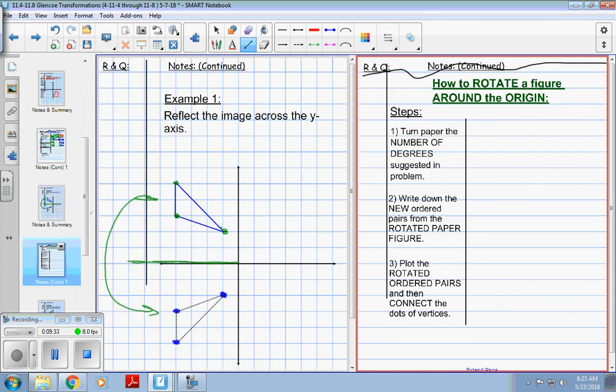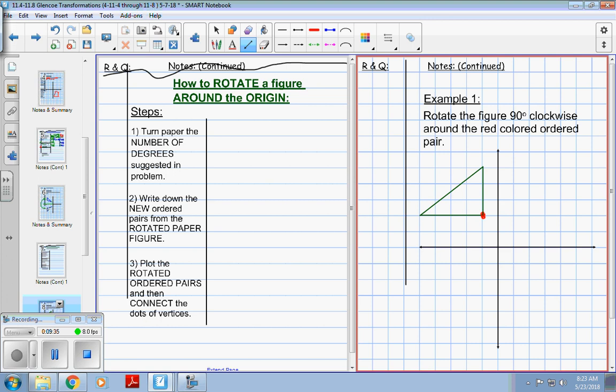And our next one is how to rotate a figure. And you're going to need to make sure that your note is outside of your paper right now. Wherever you're graphing this figure, you're going to make sure it's outside of your paper, because really one of the easiest ways to do this is to just turn our paper and then write down the ordered pairs that we see there. So pause here, copy down the directions for a rotation.